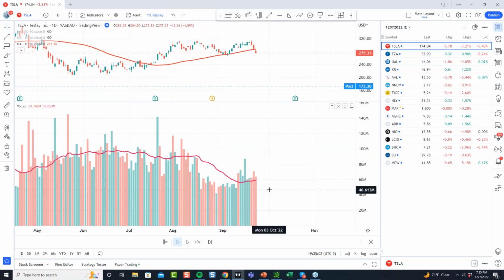What I'm looking for is a surge. There are two spectrums to volume: high volume and low volume. High volume is a surge above an average. Then you have low volume, which is obviously less than average.